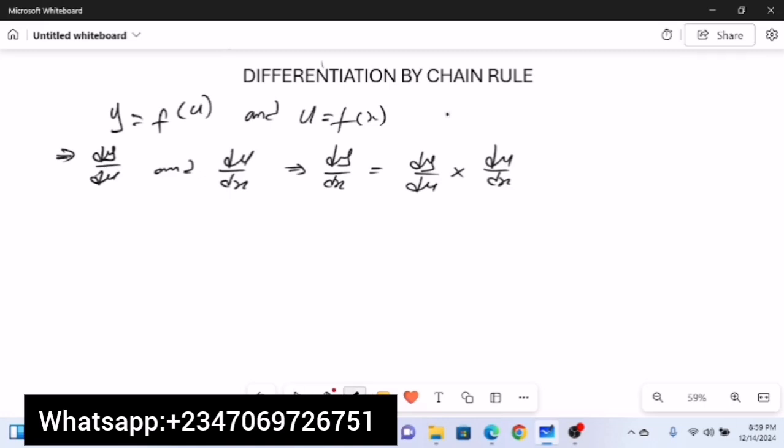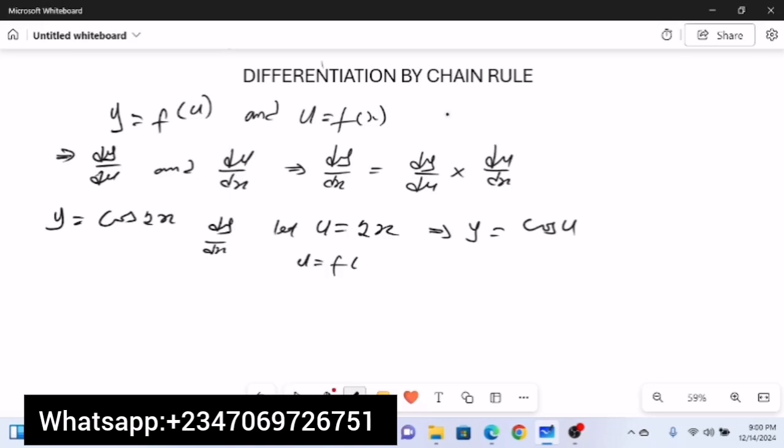Let's say we are given y equal to cos 2x and we are asked to find dy over dx. Now what you do in this case is simply, first you say let u be equal to what? 2x. This simply implies that y itself is now going to be what? Cos, in place of 2x, it becomes cos u. So you observe that when we said u is equal to 2x, this simply means that u is now a function of x, because u now depends on x to be defined.